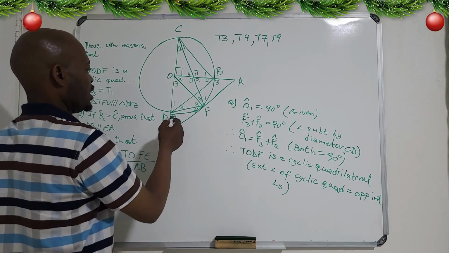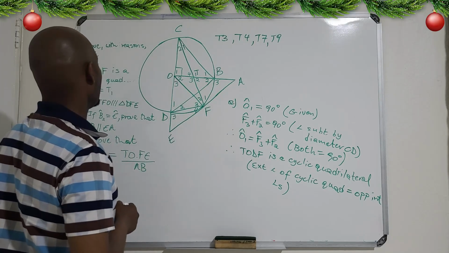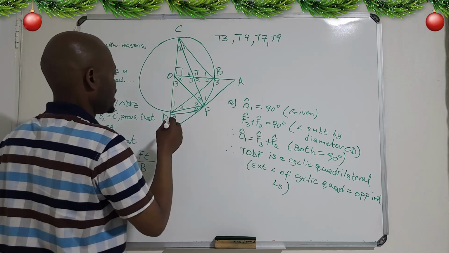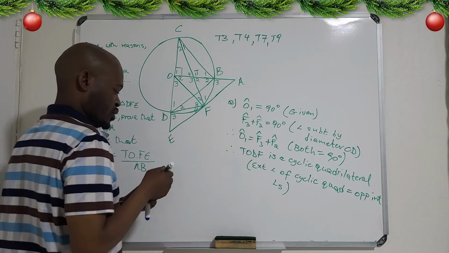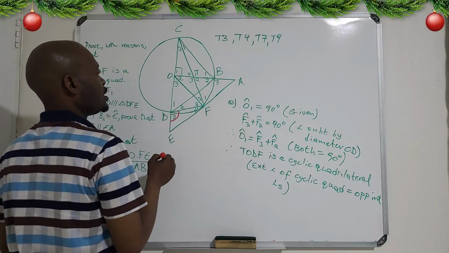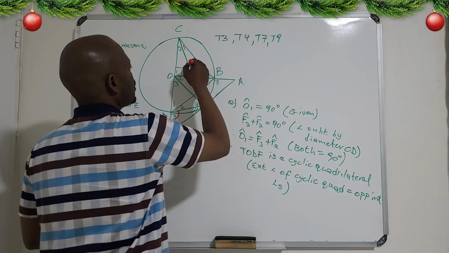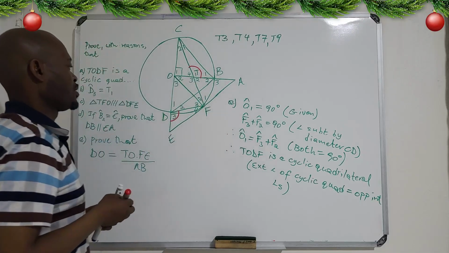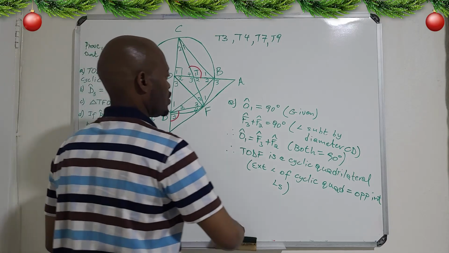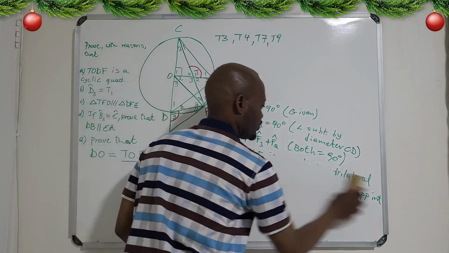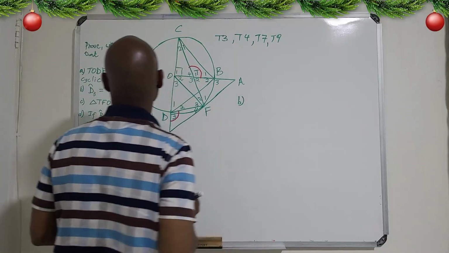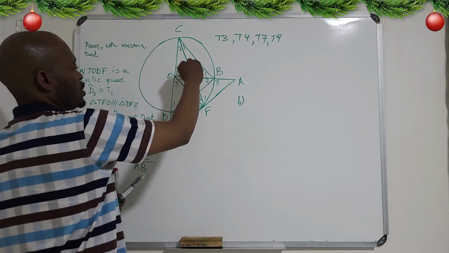Prove that this angle is equal to angle T1, this angle there. We must prove that this angle, I'm going to use red, is equal to this angle there. We're going to prove that the two angles are equal. Now, I need to remove this for me to write B. B, we are proving that this angle is equal to that angle.